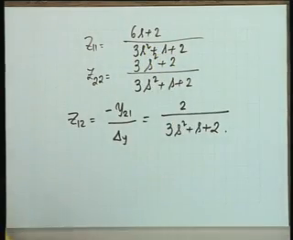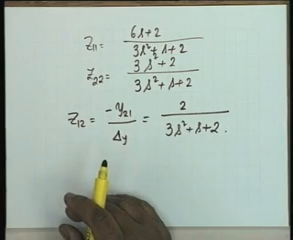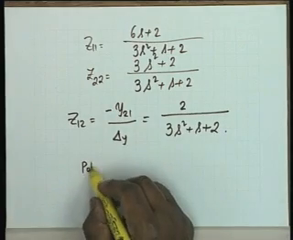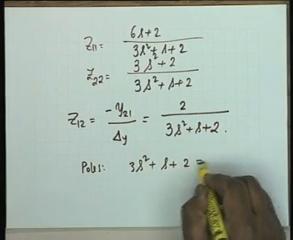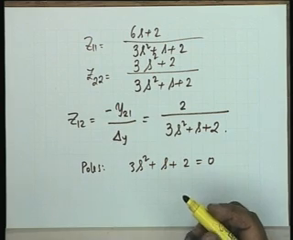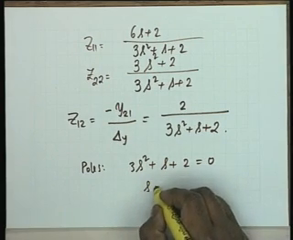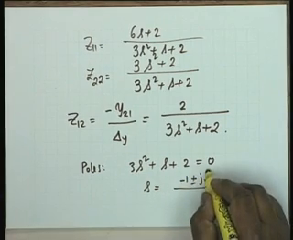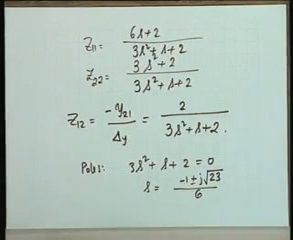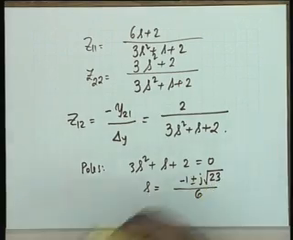You notice that the three parameters have the same poles. Where are these poles? Poles are at 3S squared plus S plus 2 equal to 0, and if you solve this quadratic, my solution is that poles are at S equal to minus 1 plus minus j square root 23 divided by 6. Not a happy situation, but not too bad either. There are two complex conjugate poles. You will have to find the residues at both the poles.